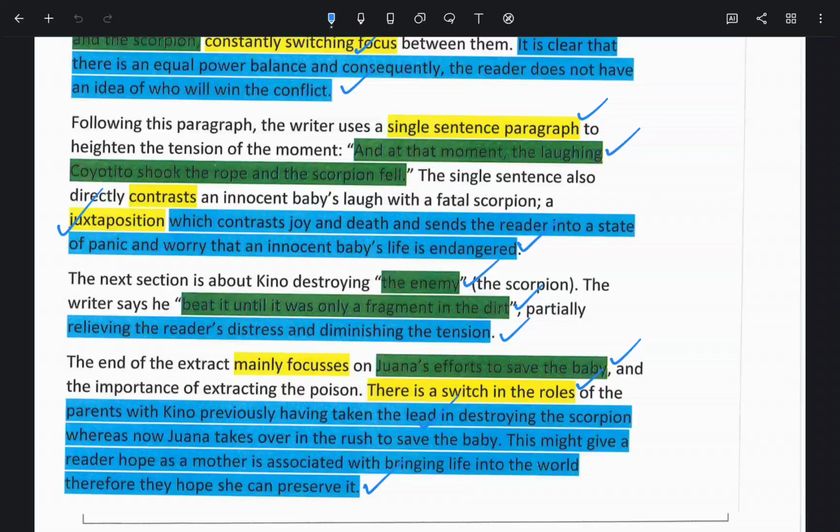There is a switch in the roles. Tick. Excellent. Because not many students would pick this up. We know initially, or for the most part of the text, Kino is seen as the leader. Okay, he's the aggressor. He's the one who's violent, physical, trying to defeat the scorpion. But now, towards the end, suddenly, the roles have switched.